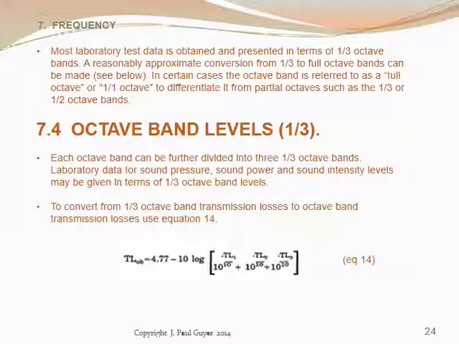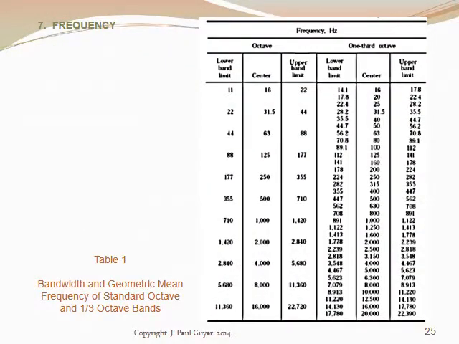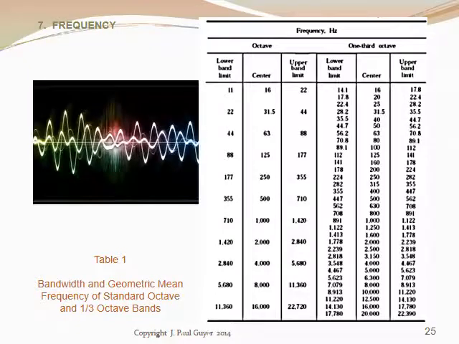Laboratory data for sound transmission loss is commonly given in terms of 1/3 octave band transmission losses. To convert from 1/3 octave band transmission losses to octave band transmission losses, use equation 14 indicated on this slide. Table 1 provides information describing the bandwidth and geometric mean frequency of standard octave and 1/3 octave bands.